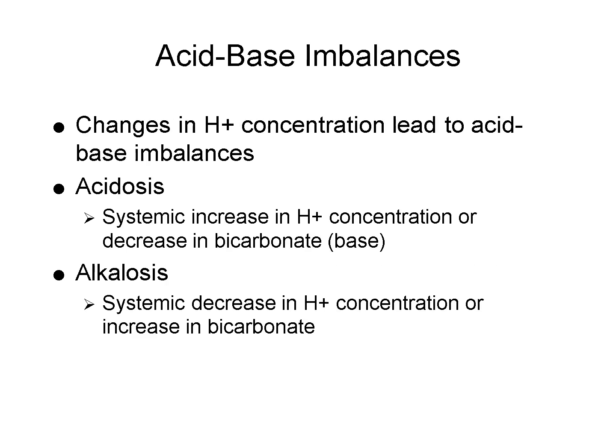Changes in hydrogen ion concentration are the primary cause of acid-base imbalances. Acidosis occurs when there is a systemic increase in hydrogen ions or a decrease in bicarbonate, leading to a lower blood pH. In contrast, alkalosis develops when there is a systemic decrease in hydrogen ions or an increase in bicarbonate, resulting in a higher blood pH. Both conditions can severely disrupt normal cellular and organ function if not corrected.